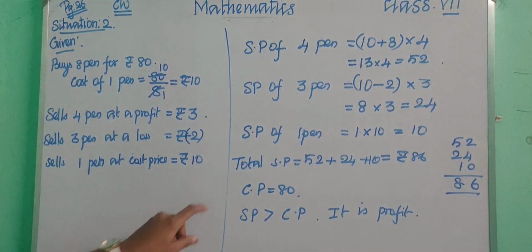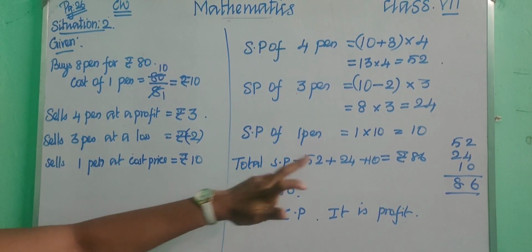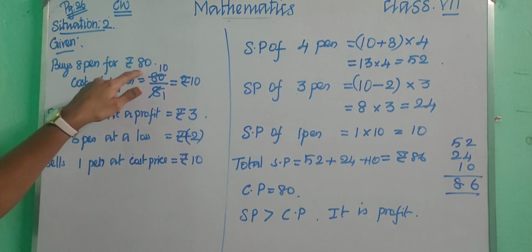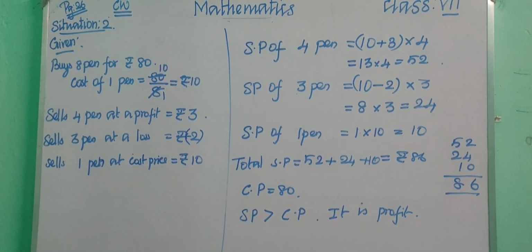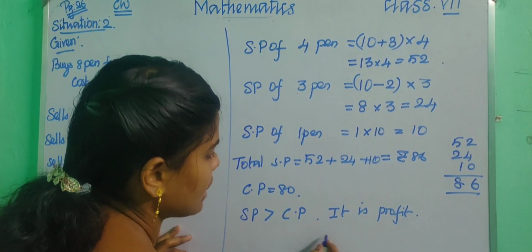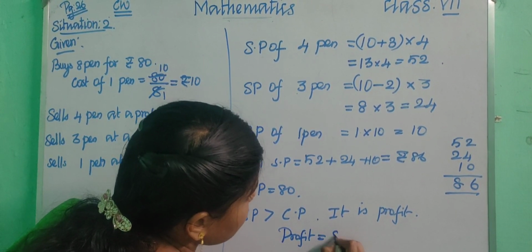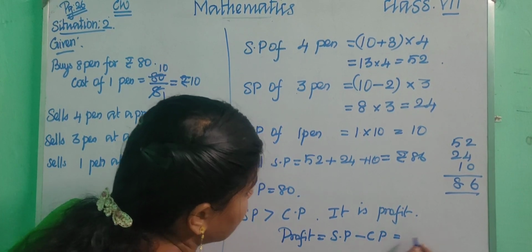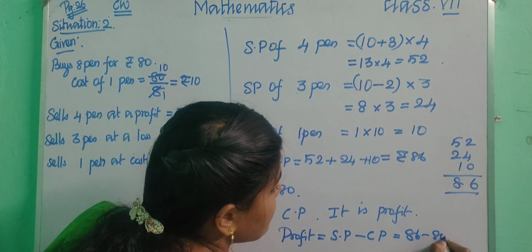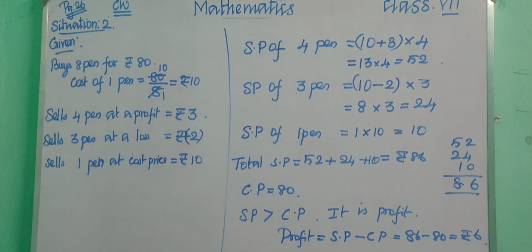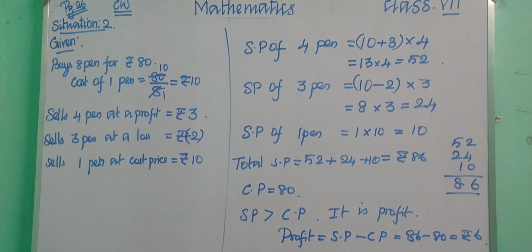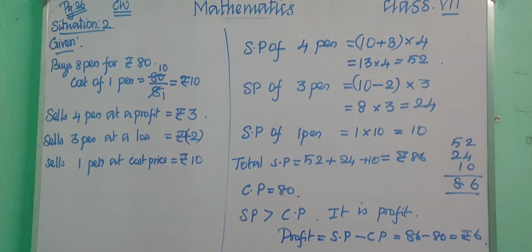Okay, children. And at the last, we have to find the total selling price. It is 86 and the cost price is 80. So selling price is greater, so we can say it is the profit. Copy it in your classwork notebook. How much is the profit? Profit equal to SP minus CP, that is 86 minus 80, that is rupees 6. Write this and complete. Pause the video and write.